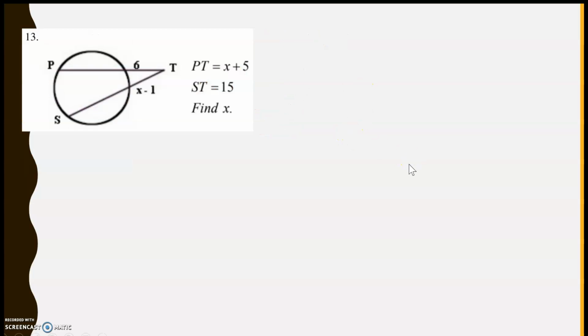Number 13, the entire length of PT they're telling us is x plus 5, and the entire length of ST is 15. These are two secants, so I'm going to do my secant exterior, that's going to be my 6, times the secant whole, which is x plus 5, and that's going to be equal to my secant exterior, which is x minus 1, times the secant whole, and that's going to be 15.